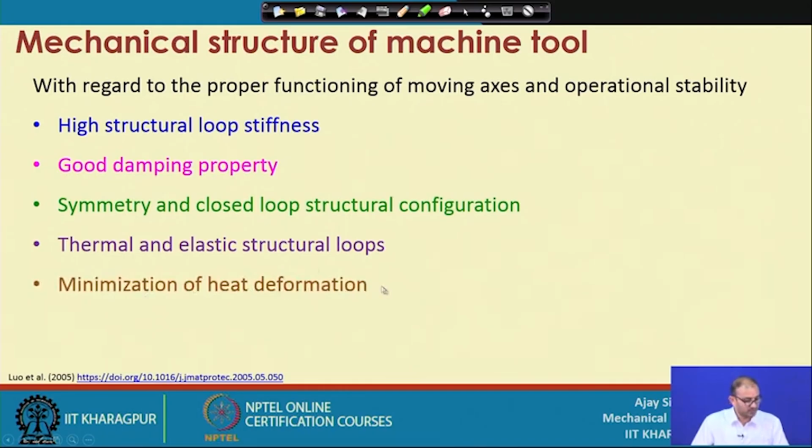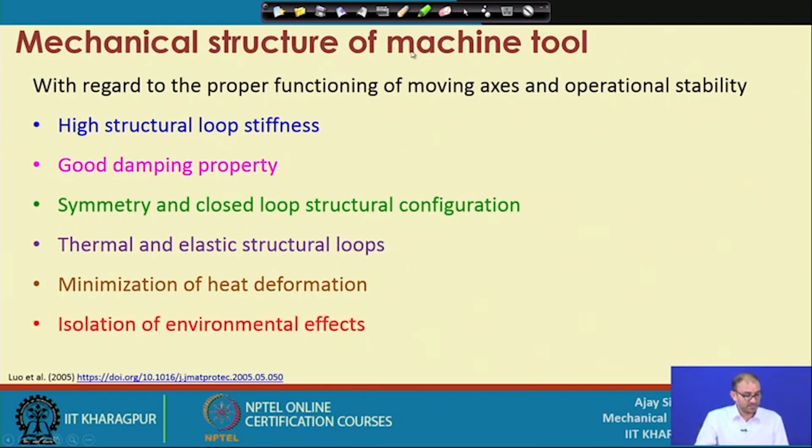Minimization of the heat deformation, because we know the temperature variation is very important and we are working with the physical processes. That means there is a physical contact between the tool and workpiece, and once this happens, at that time there is a problem in the actual machining and the dimensional stability of the component.